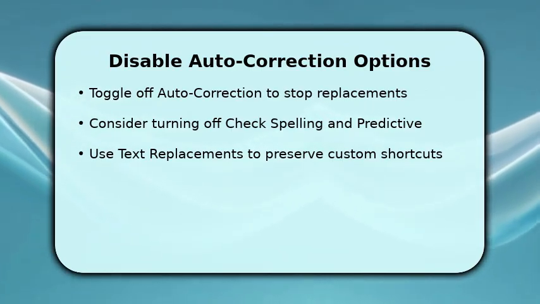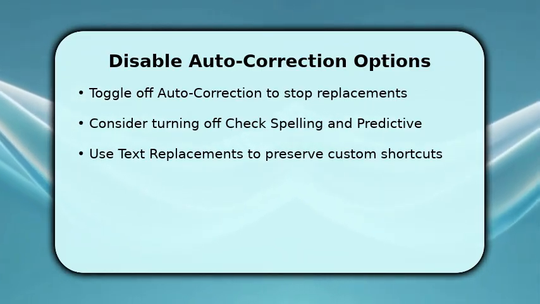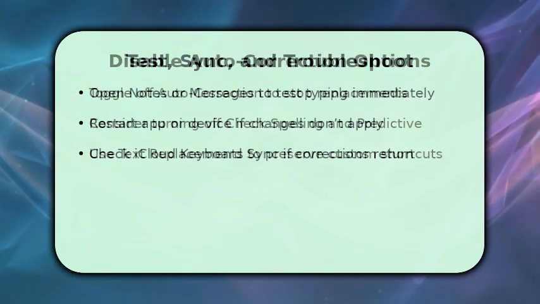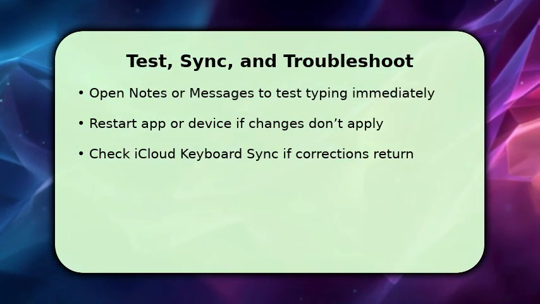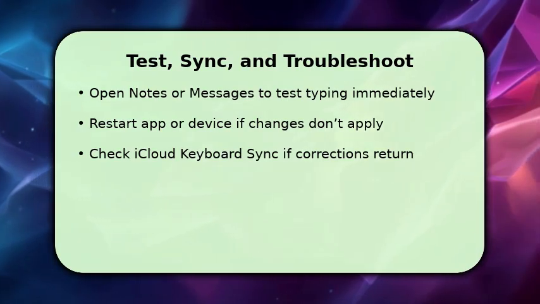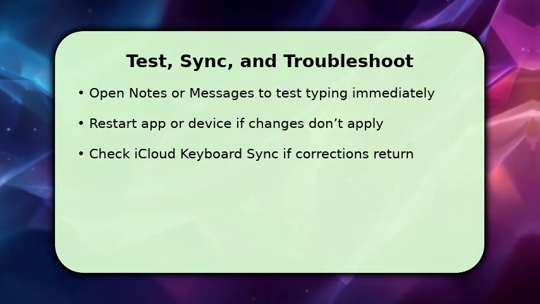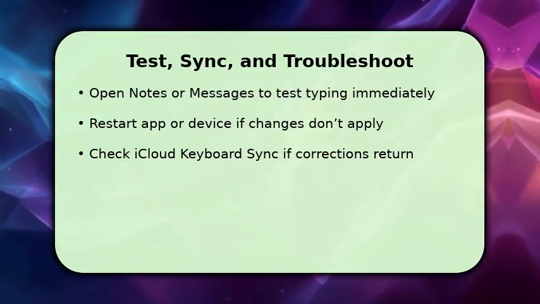After changing settings, test typing in notes or messages to confirm autocorrection is disabled. If you still see corrections, close and reopen the app. If that fails, restart the iPhone to reload keyboard services.